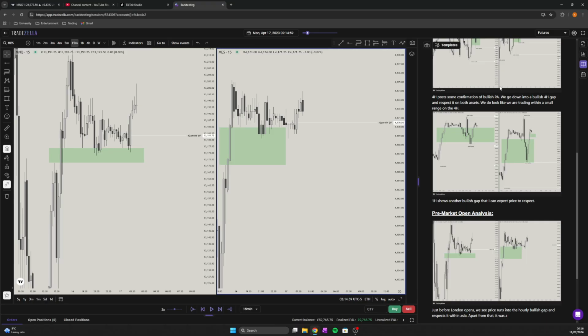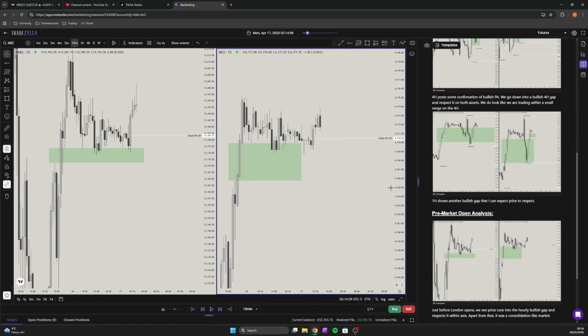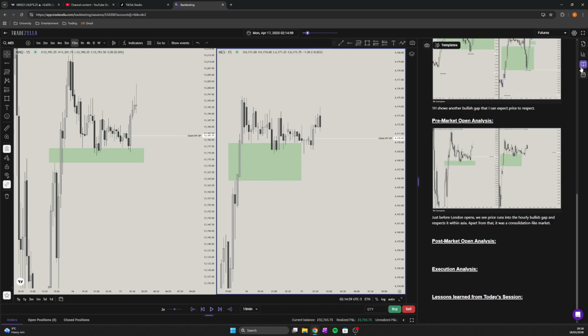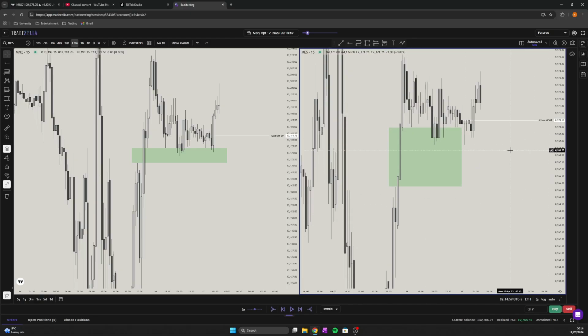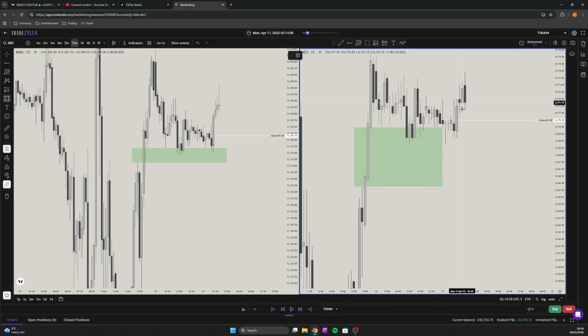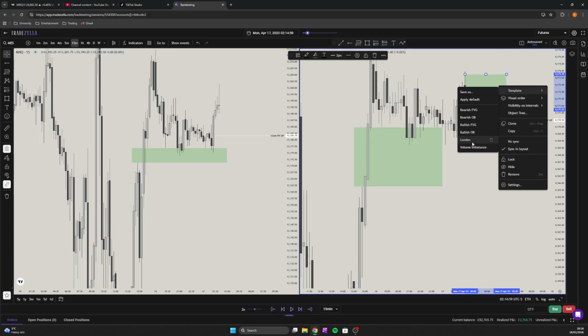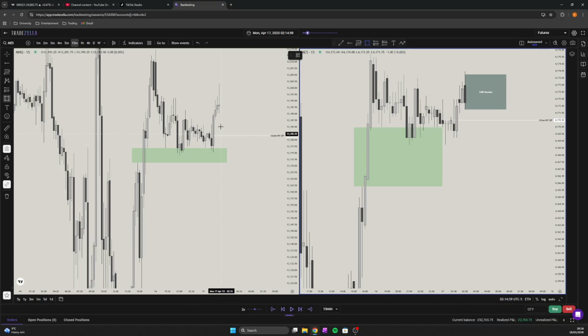Apart from that, it was a consolidation-like market. There we go. Okay. Now let's have a look at what London does. So let's get off that. Let's see what London does. So London opens up right here. Okay, let's just have a template for London there. So a template for London here.